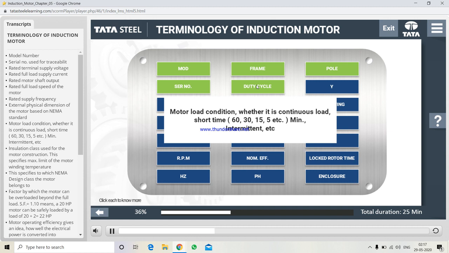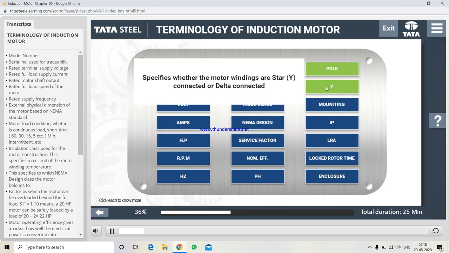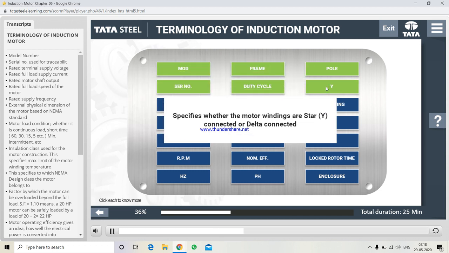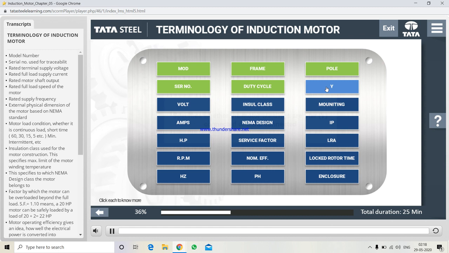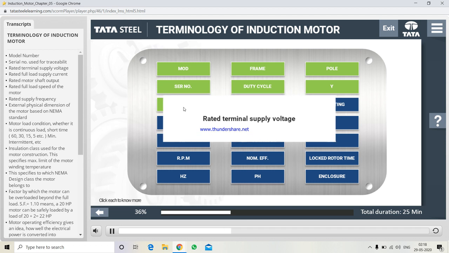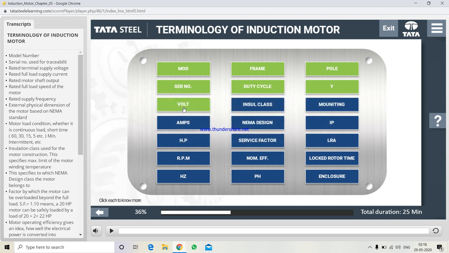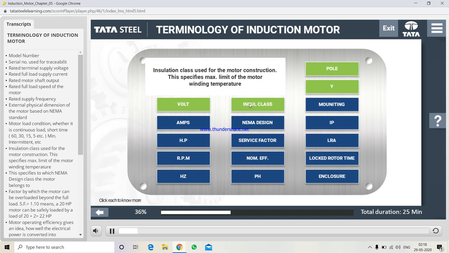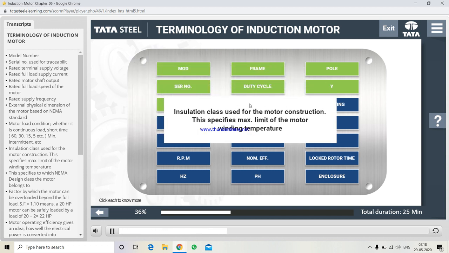Motor load condition, whether it is continuous load, short time, 60, 30, 15, 5, etc. minutes, intermittent, etc. Specifies whether the motor windings are star Y connected or delta connected. Rated terminal supply voltage. Insulation class used for the motor construction. This specifies max limit of the motor winding temperature.